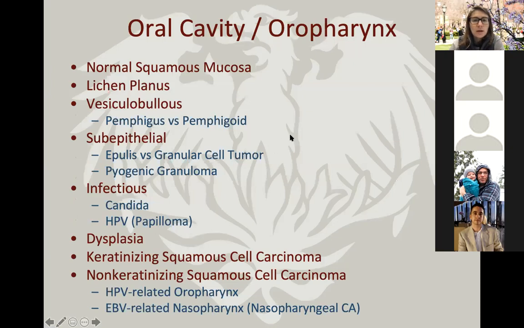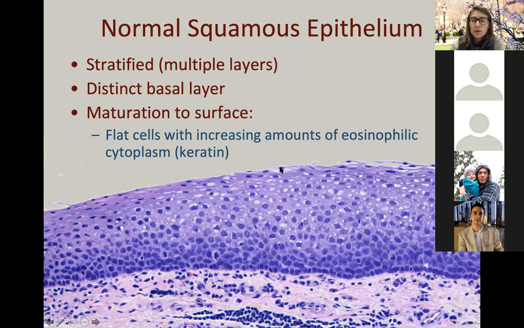If not, we will start in the oral cavity, because that's probably one of the more common sites we see diseases. So normal squamous epithelium, the oral cavity, is stratified squamous, right? So multiple layers. It usually has a distinct basal layer with maturation to the surface, meaning as the cell matures, it acquires increasing amounts of cytoplasmic keratin. So the nucleus becomes relatively smaller, the cytoplasm becomes relatively larger as it's filled with this protective keratin.